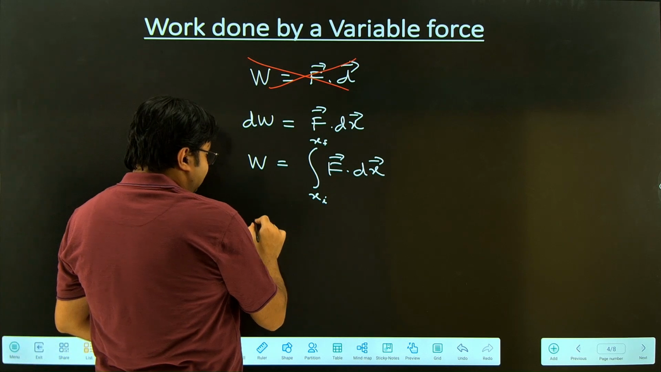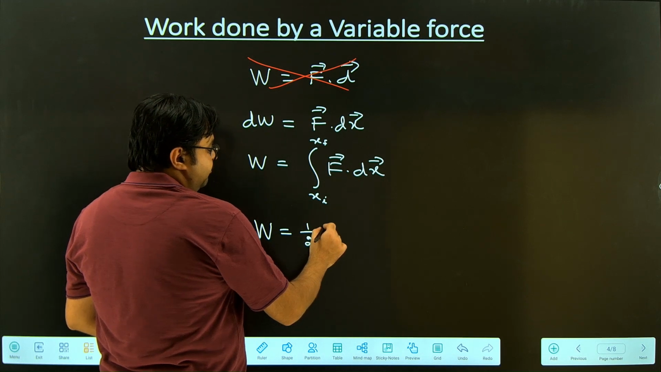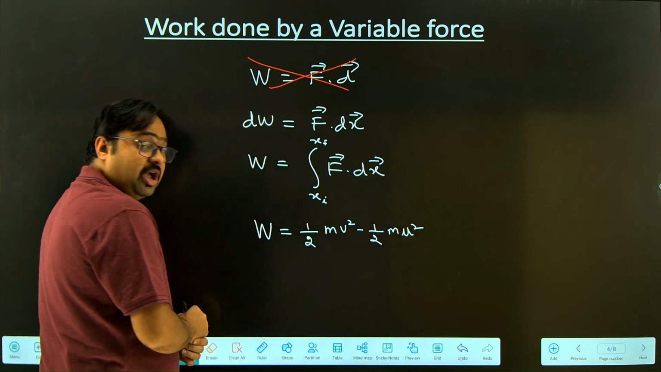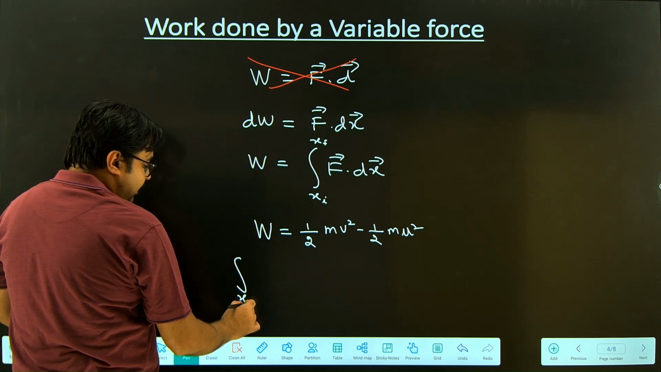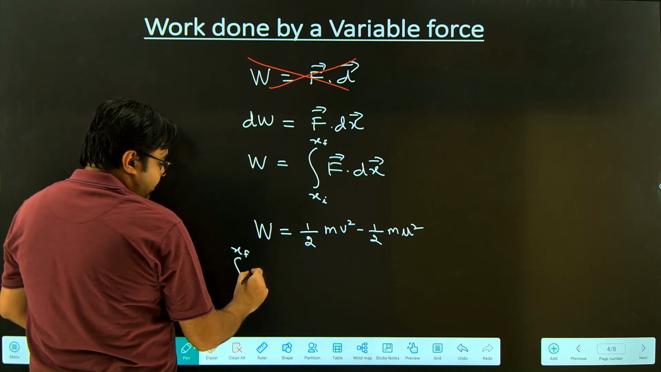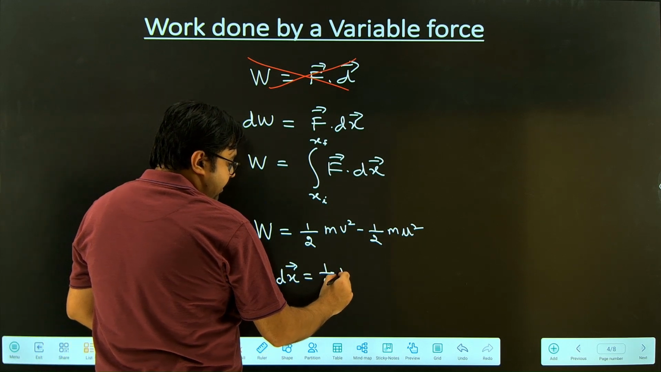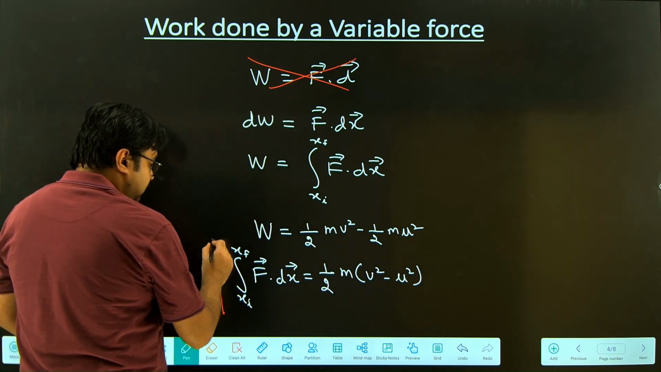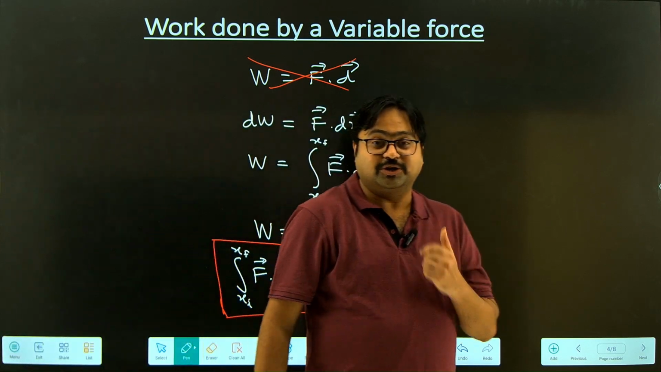Even in this case, the work done would be equal to the change in kinetic energy, so that is half mv square minus half mu square. Both of these equations can be combined, and you will have the integral from xi to xf of F dot dx equal to half m multiplied by v square minus u square. This is the expression for the work energy theorem in case of a variable force.